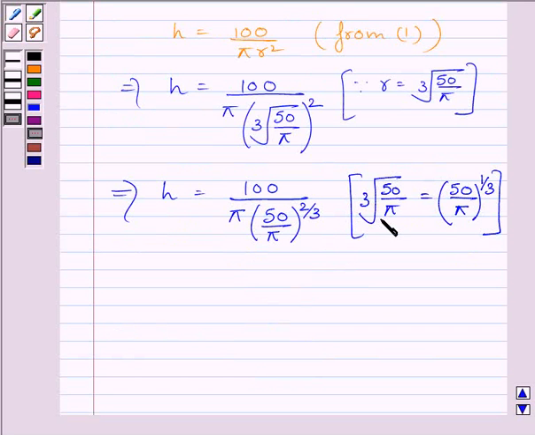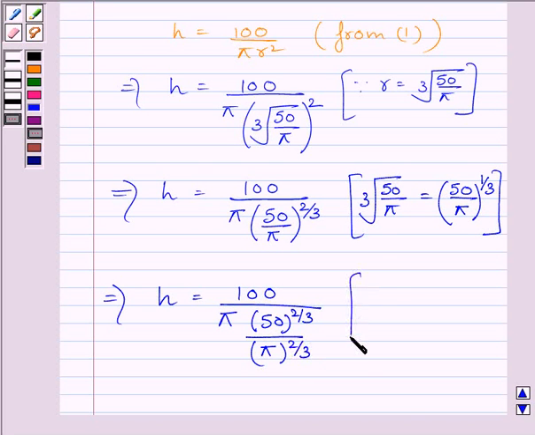We know cube root of 50 upon pi can be written as 50 upon pi raised to the power 1 upon 3. That's what we have done here. Now this implies h is equal to 100 upon pi multiplied by 50 raised to the power 2 upon 3 upon pi raised to the power 2 upon 3. We know the rule x upon y raised to the power m can be written as x raised to the power m upon y raised to the power m. That is what we have done here.